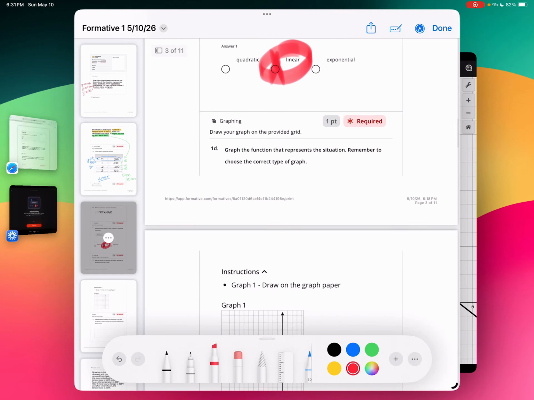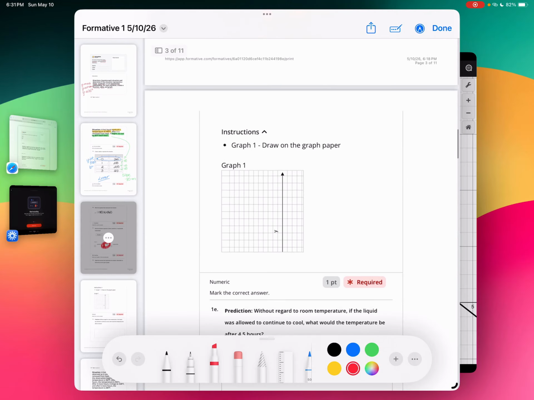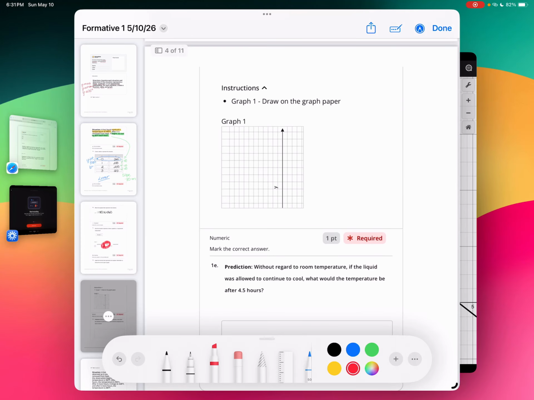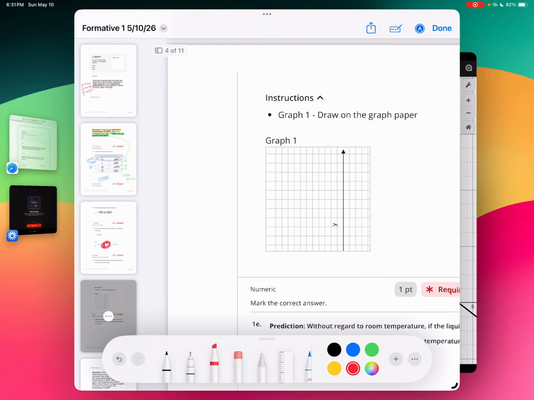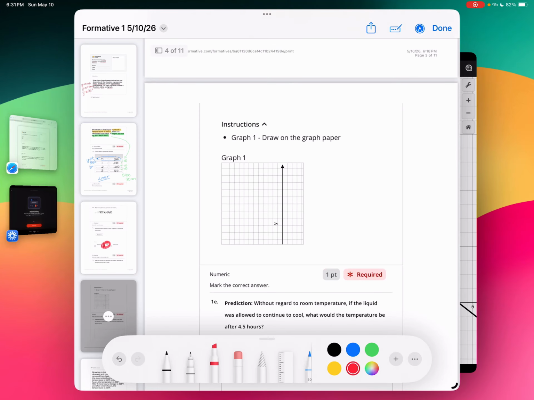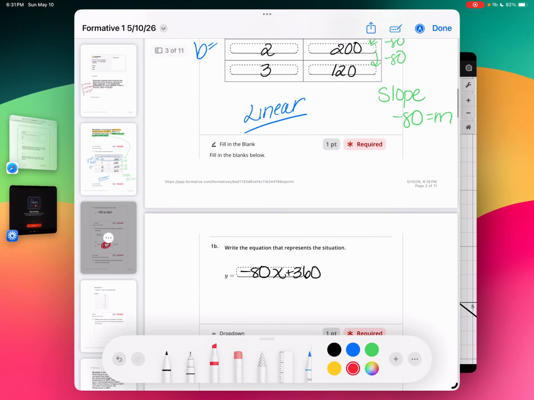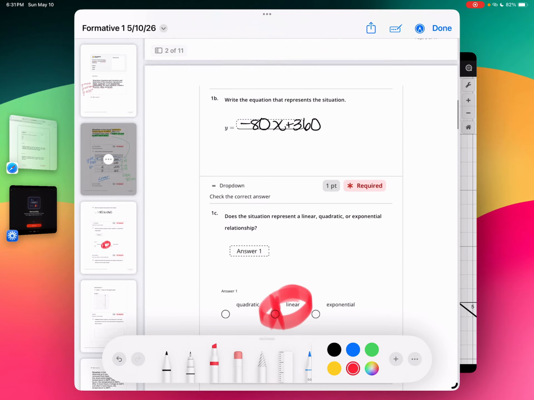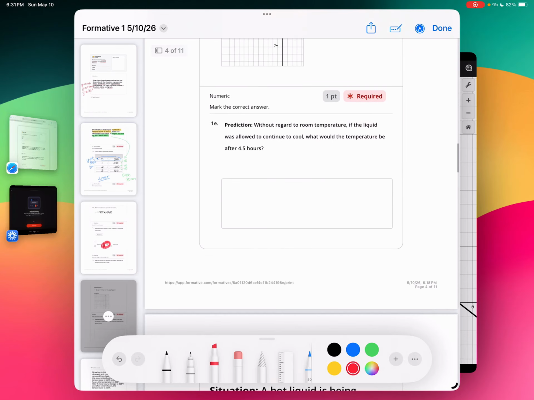All right, graph the function. When it's on Formative, there should be a drop-down menu to select. I'm not on Formative right now, but I believe you only need 2 points. You just need 2 points. So I would just select 2 of your points from here and then make sure you select linear, okay?